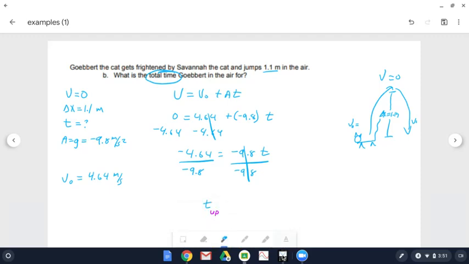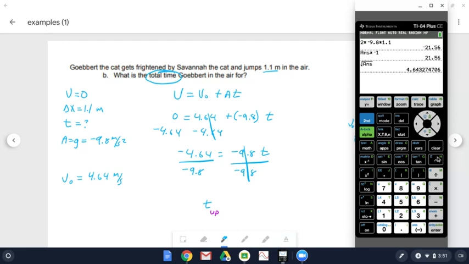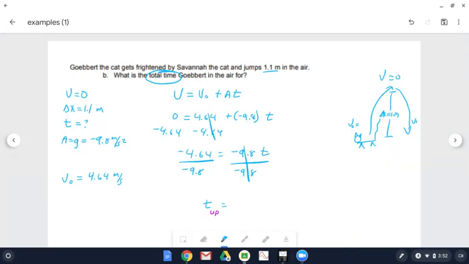So in my calculator, I got negative 4.64 divided by negative 9.8. Okay, 0.47 seconds. But remember, we are looking for the total time in the air, so that means this is not our final answer. This is just the time up.